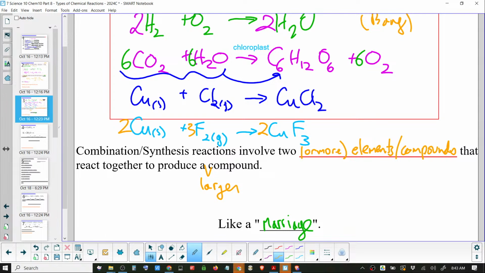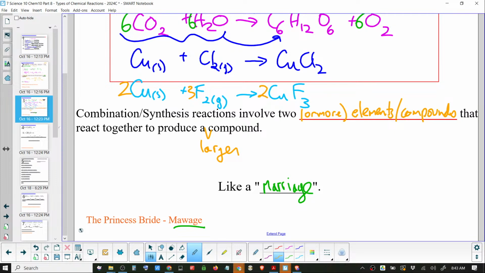So if you see two elements, what would they make? If I gave you, as an example, aluminum plus bromine gas, Br2 gas. It's aluminum solid, so just aluminum metal. What is the most likely compound from that reaction?